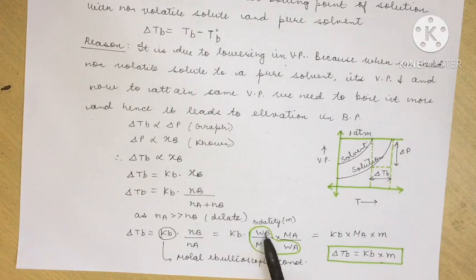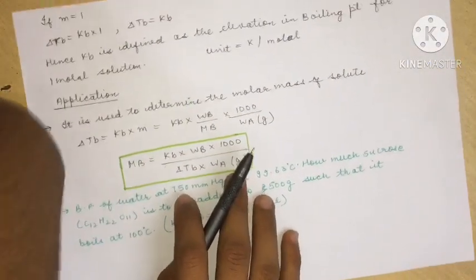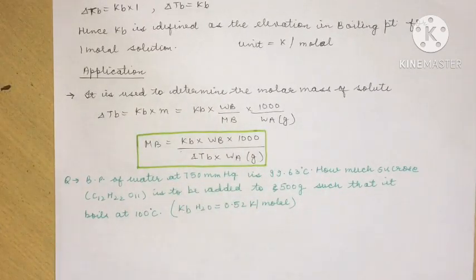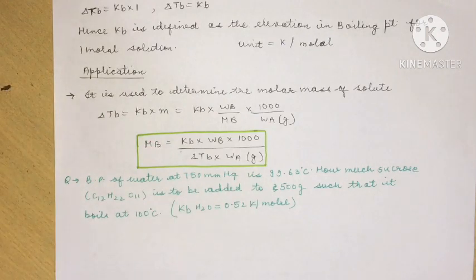Molality is the number of moles of solute upon the mass of solvent in kg. If we write grams instead of kg, we have to multiply by 1000 also. So it is Kb into Ma into molality. That is the elevation in the boiling point. Suppose in that formula we have molality 1, in that case we write delta Tb equal to Kb into 1. So delta Tb will become equal to Kb.